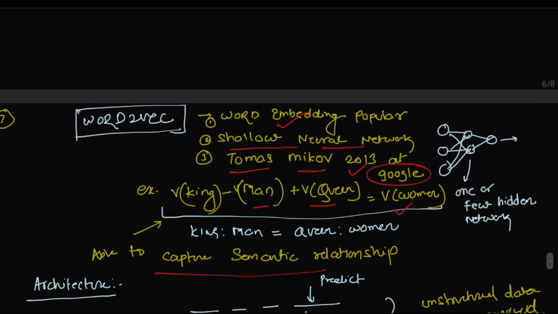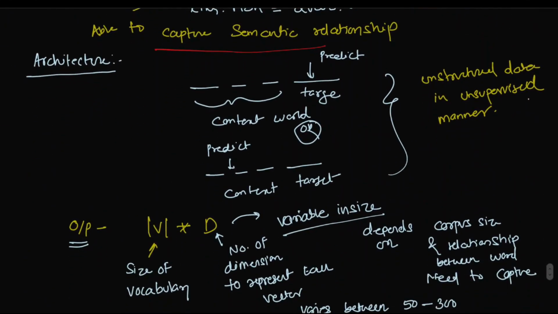Now, if I explain the architecture, there are two architectures of this thing. Let's say you have a word and a sentence. In the first architecture, you are giving the context word, and based on that it will try to predict the target word. The second architecture says that you are giving the target word and it will predict the context word.